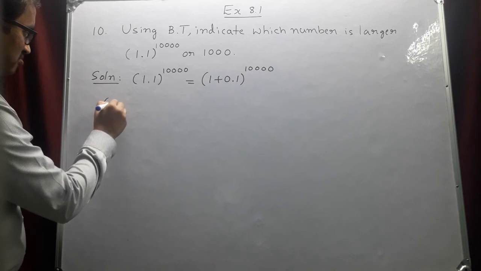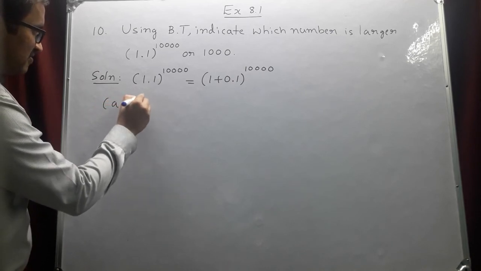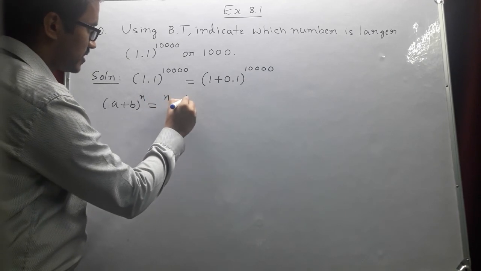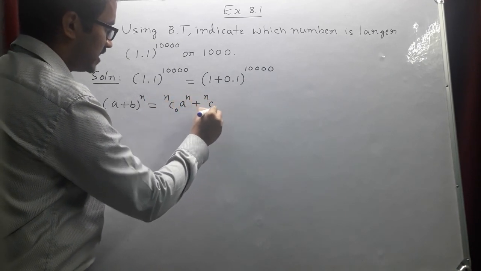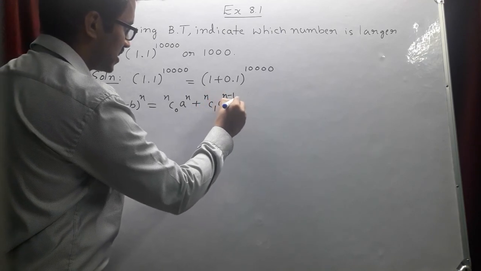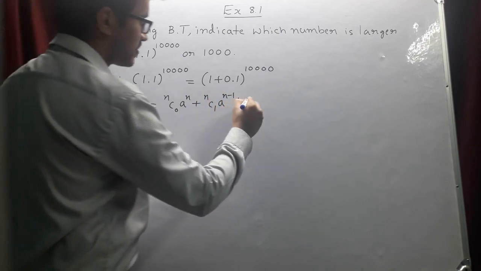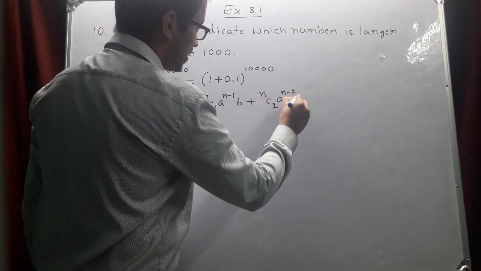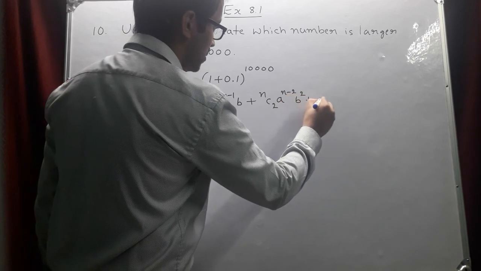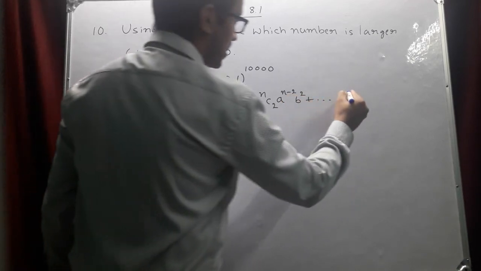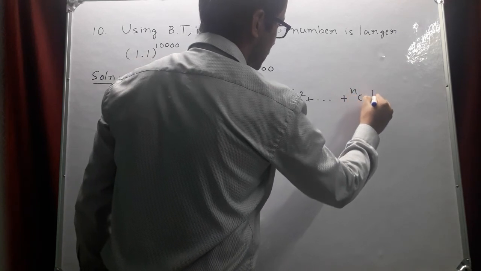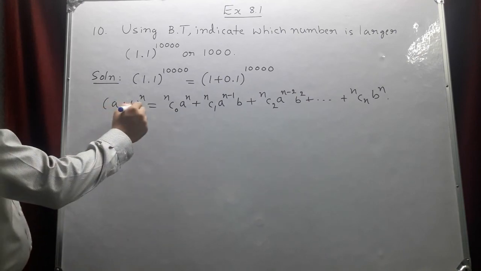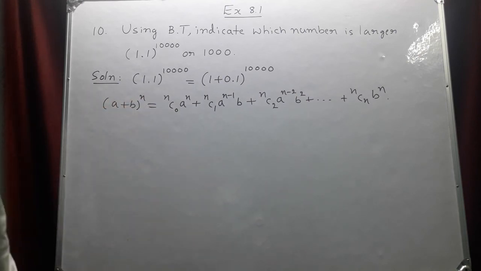So we know the binomial theorem, that is (a plus b) power n is equal to nC0 a power n plus nC1 a power n minus 1 b plus nC2 a power n minus 2 b square, and so on. The last term is nCn b power n. So this is the binomial theorem for positive integer n.